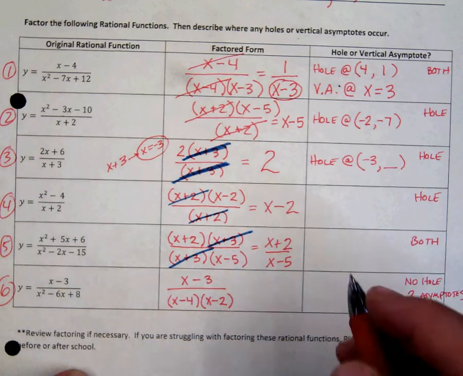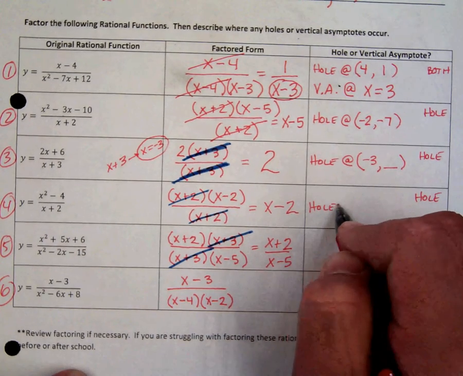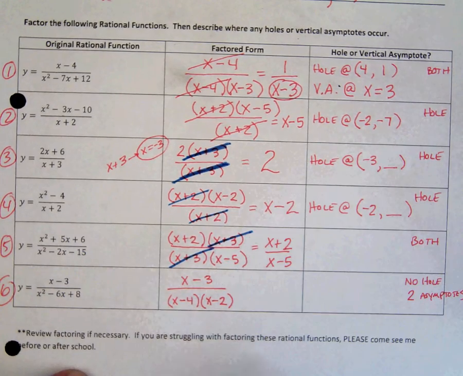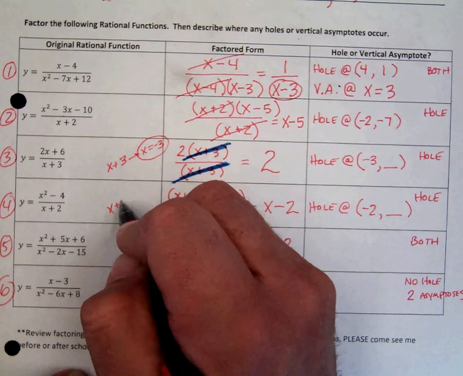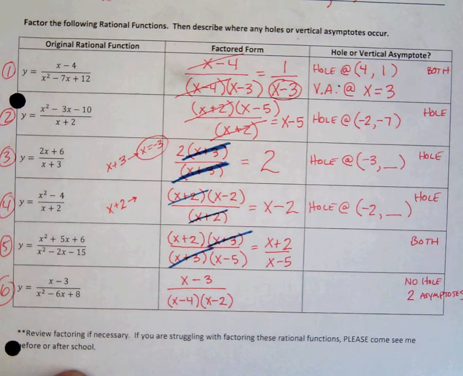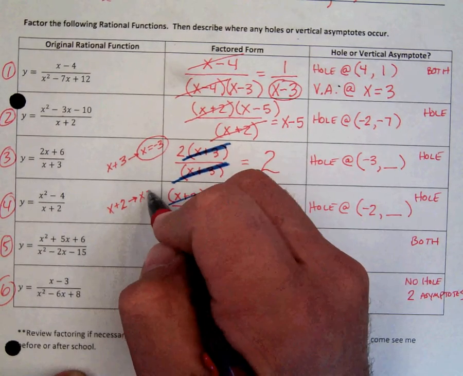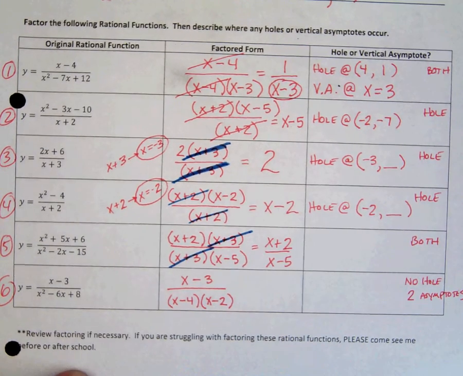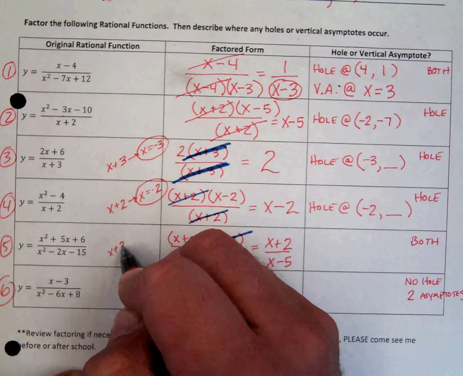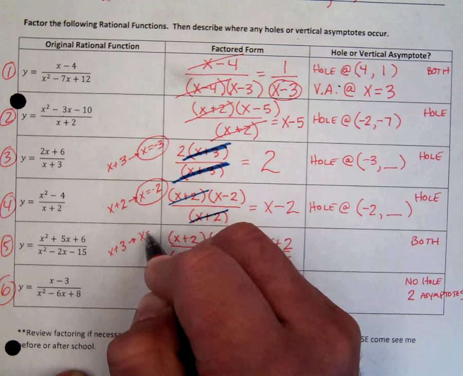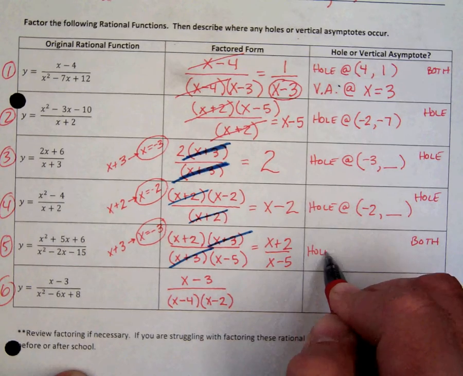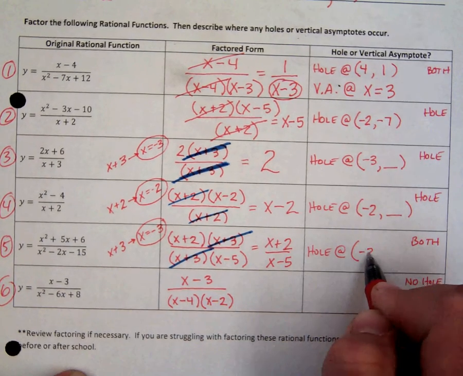In number 4, the hole will occur when x is negative 2, comma, blank. And that occurs there because the expression x plus 2, what x value would create 0 there? Negative 2 would do that. So that's why the x value is negative 2 at that hole in the graph. In number 5, the expression that canceled was x plus 3. That implies that the hole will occur at x equals negative 3. So negative 3, comma, blank.